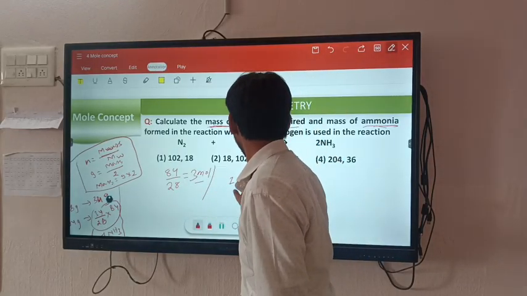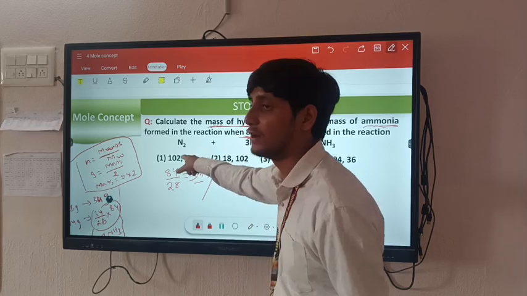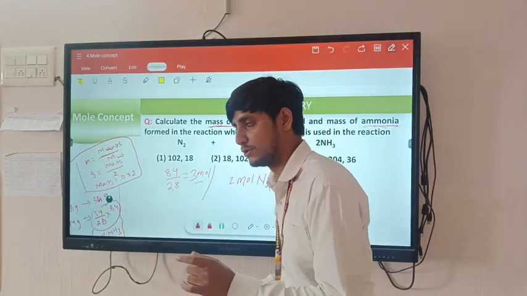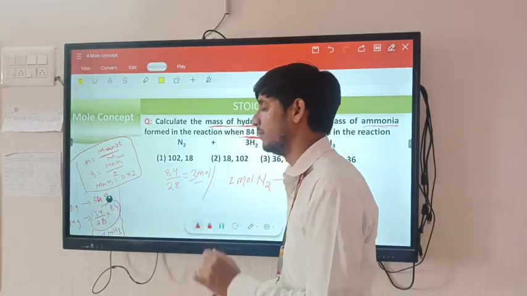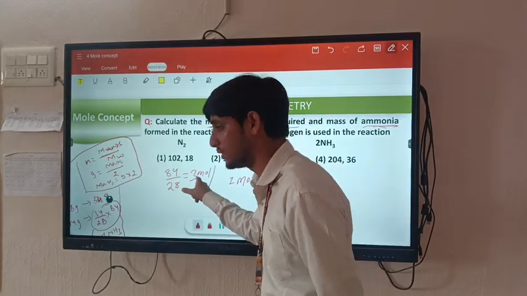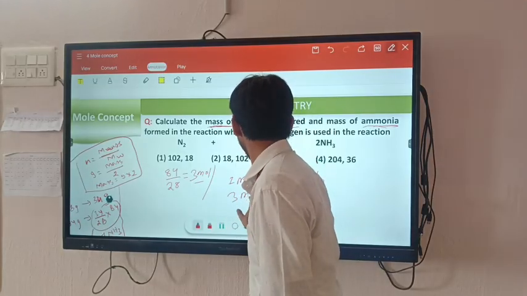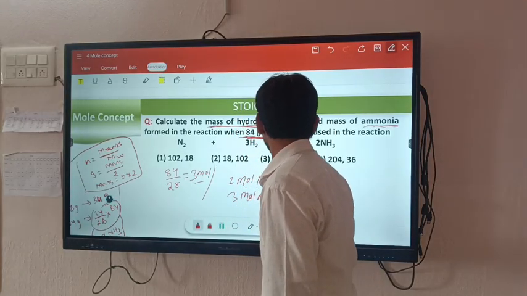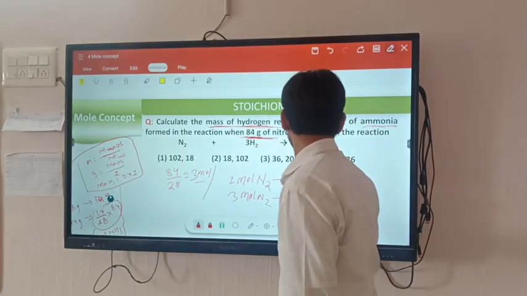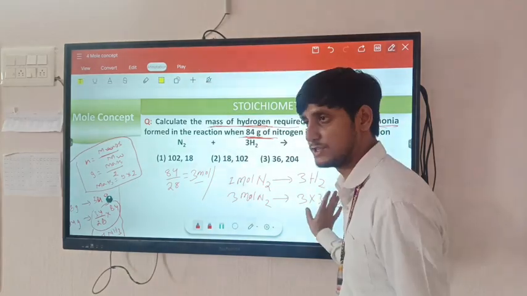Now keep it aside. 1 mole nitrogen requires 3 mole hydrogen. For reacting 1 mole nitrogen, 3 mole hydrogen is required. Given mole is what? 3 mole N2 requires 3 into 3 mole hydrogen, means 9 mole hydrogen.